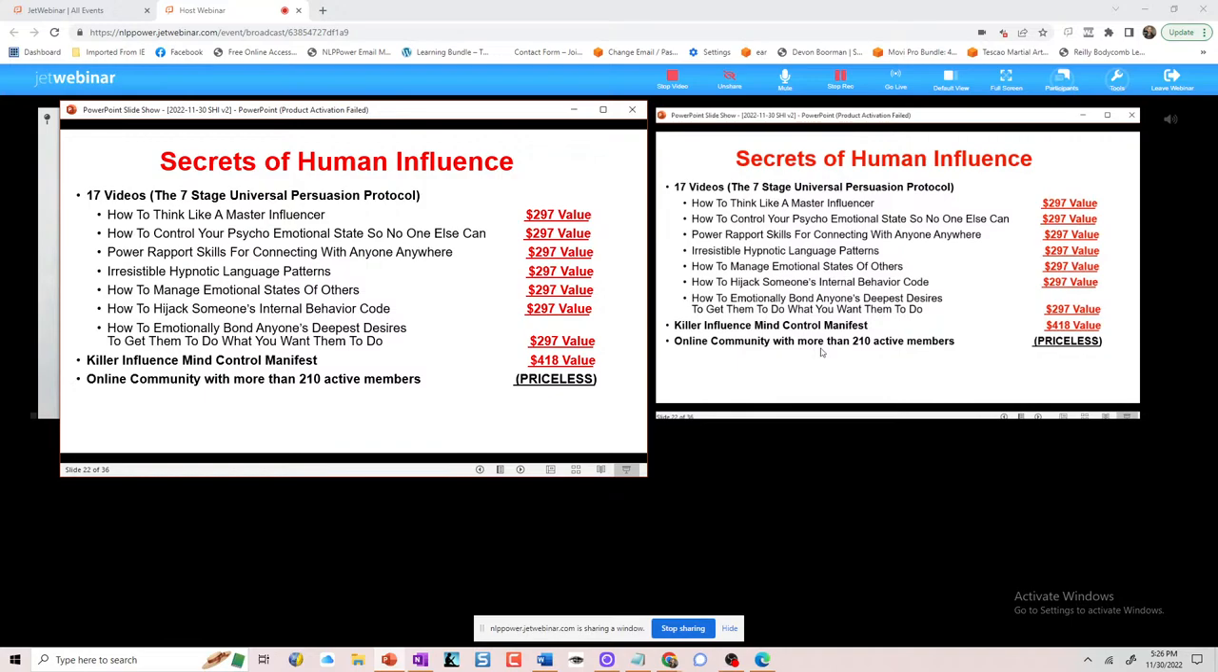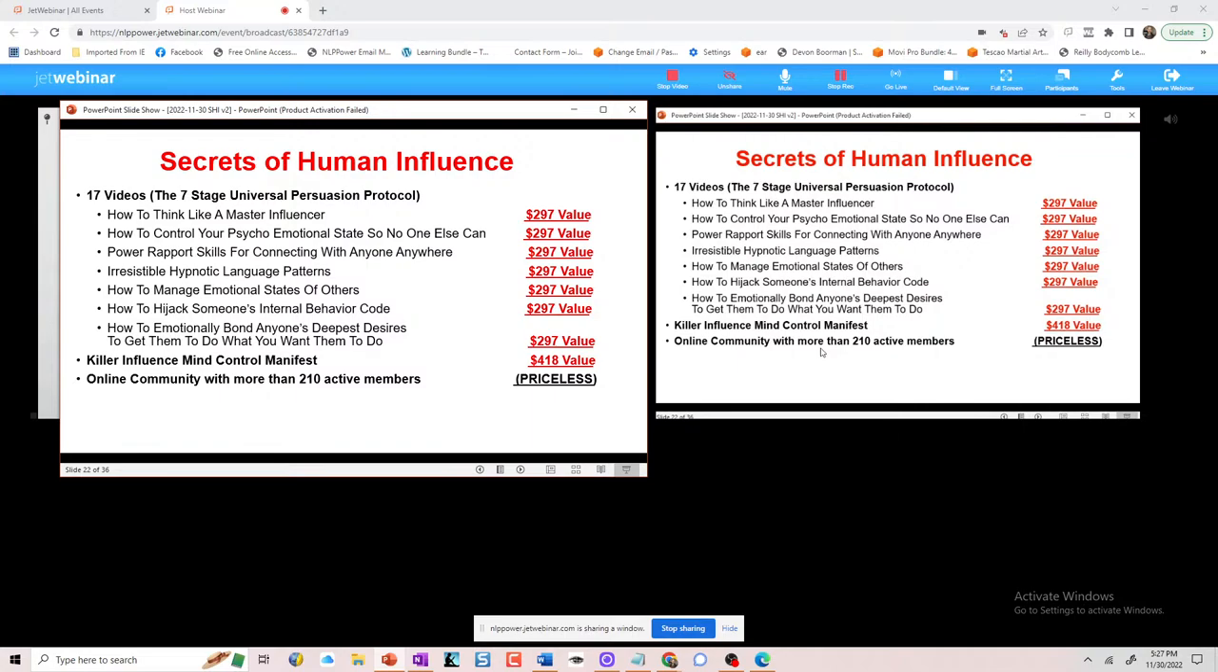In fact, this language pattern is so powerful, it works even when people know you're doing it. They can't resist it. It's bizarre. But this, again, we'll show you. We'll actually have you test that in the actual trainings and prove it to yourself. But that's one language pattern. We're going to teach you seven of the most powerful language patterns that exist. You'll know exactly what they do, how they do it, and how to create them on the fly.